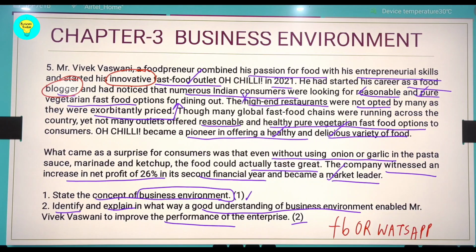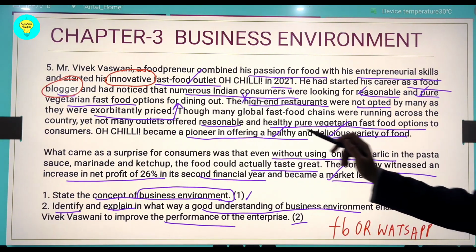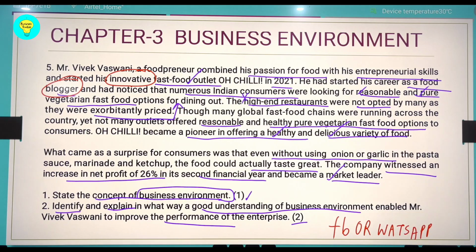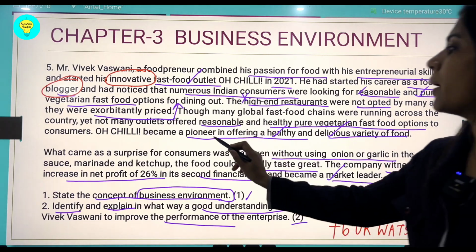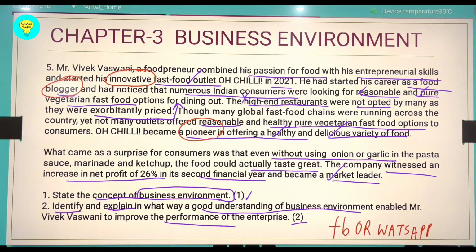Then since he was the first one to provide the reasonable and healthy pure vegetarian fast food options, he has become a pioneer. So seeing these options and trying them for the first time, the entrepreneur Mr. Vivek has actually garnered the opportunities and taken the first mover benefit in the segment. So this point clearly represents harnessing the opportunities and getting the first mover advantage out of them.